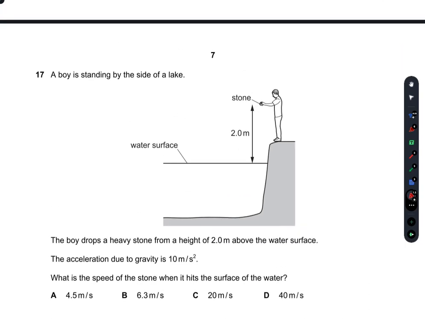This is a tricky question. This is an A star question. Remember this. This is a very tricky question. A boy is standing by the side of a lake. The boy drops a heavy stone from a height of 2 meters above the water surface. The acceleration due to gravity is 10 meters per second squared. What is the speed of the stone when it hits the surface of the water?